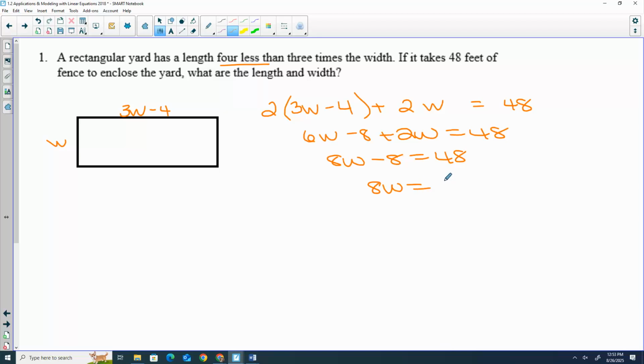So add over our 8 and divide. And W is 7. And then what do we have to do? Plug it back in. We want both the length and the width. So if this side is 7, 3 times 7 is 21, minus 4 is 17. So the rectangle is 7 feet by 17 feet. Questions on that one?